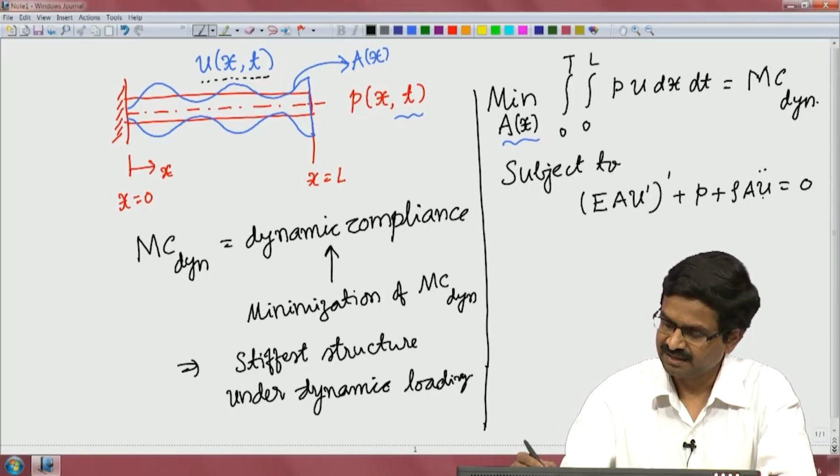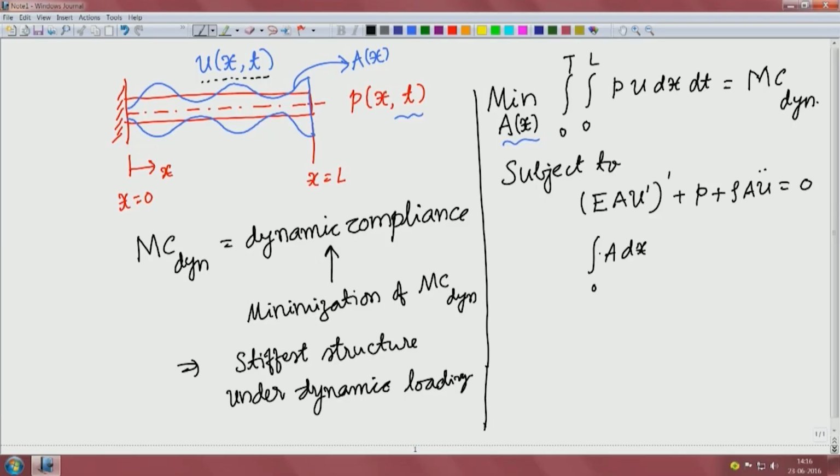And then we will also have the volume constraint as usual, integral 0 to L of A dx, that volume should be less than V star that is specified. Again, remember that whenever we have a function type constraint, the corresponding Lagrange multiplier is going to be a function of x, and here the time also, just like this equation is. This equation is valid for all values of x, all values of time.